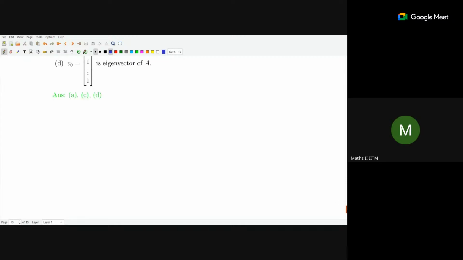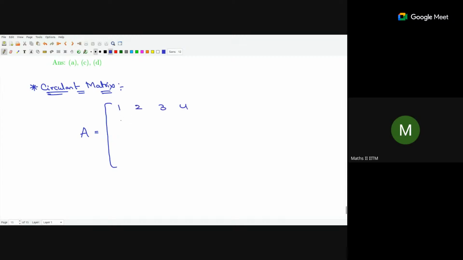So let's say you have a circulant matrix. The discussion is on circulant matrices. As I said, circulant matrices have a separate form. That matrix is generated in a certain form. Only those kinds of matrices are called circulant matrices. So for example, this is a circulant matrix.